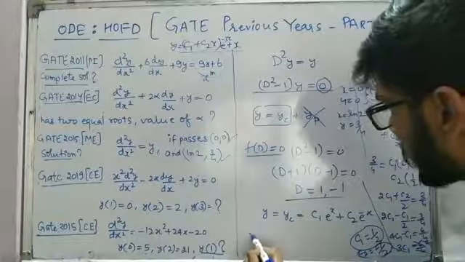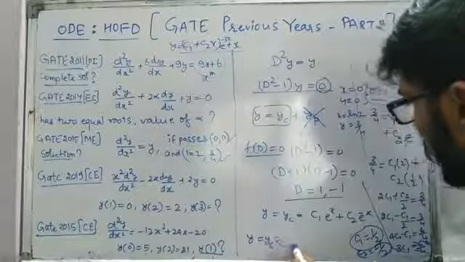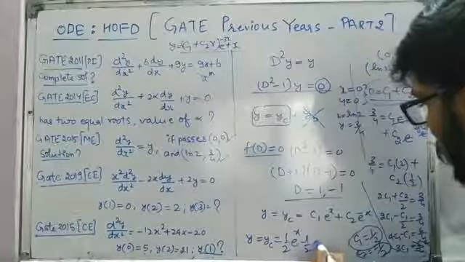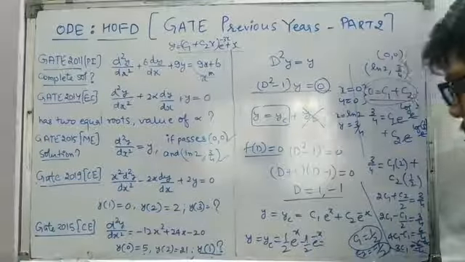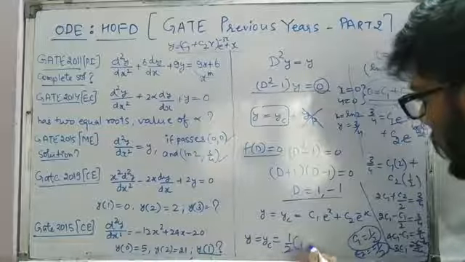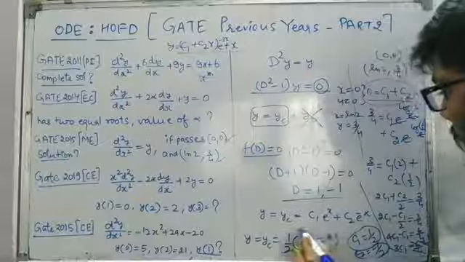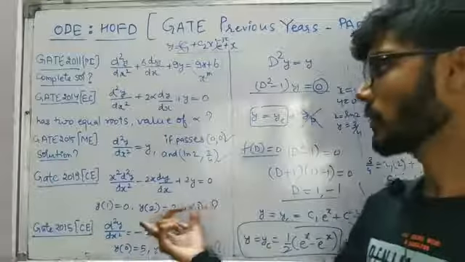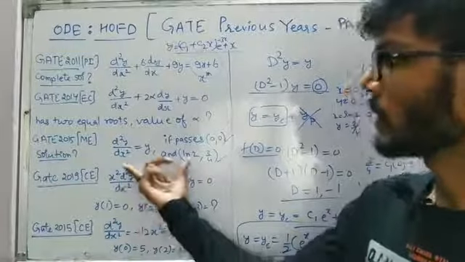So our answer will be y is equal to yc, where c1 is nothing but 1 by 2 e power x and c2 is nothing but minus 1 by 2, so minus 1 by 2 e power minus x. If we take 1 by 2 common, we will have 1 by 2 into (e power x minus e power minus x). So this is going to be our solution of this particular equation.